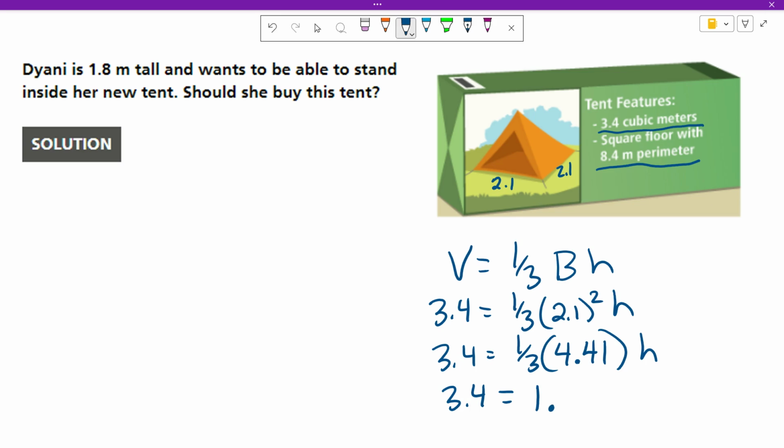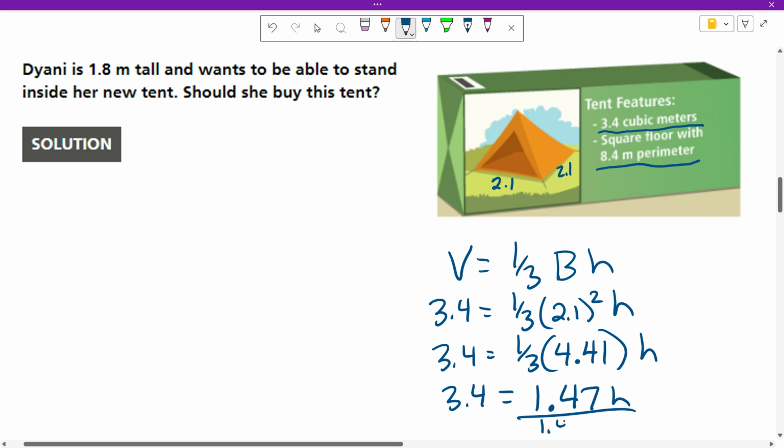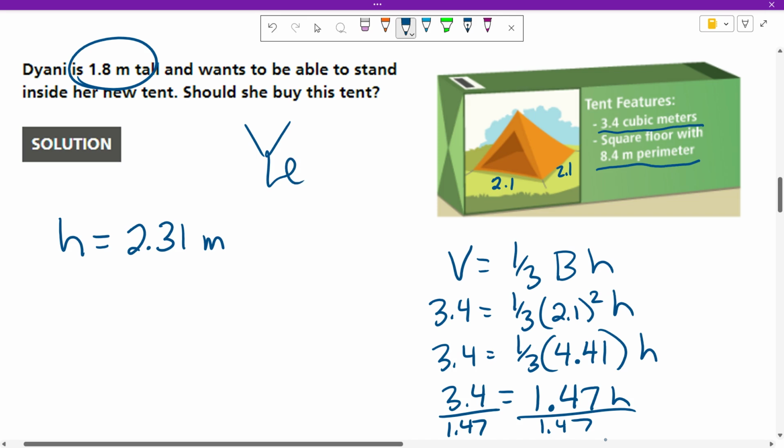1.47. If we divide by 1.47, the height is really close, or just a little above 2, right? 2.31 meters. She's 1.8 meters tall. Could she stand up in this thing? Yes. She should buy that tent.